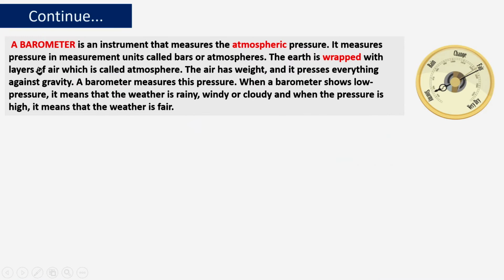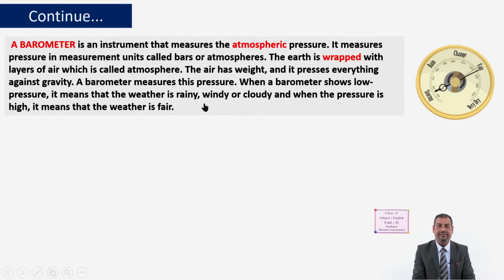Dear students, then we have another weather instrument, that is a barometer. And listen to me once again. A barometer is an instrument that measures the atmospheric pressure. It measures pressure in measurement units called bars or atmospheres. The earth is wrapped with layers of air, which is called atmosphere. The air has weight, and it presses everything against gravity. A barometer measures this pressure. When a barometer shows low pressure, it means that the weather is rainy, windy or cloudy, and when the pressure is high, it means that the weather is fair.